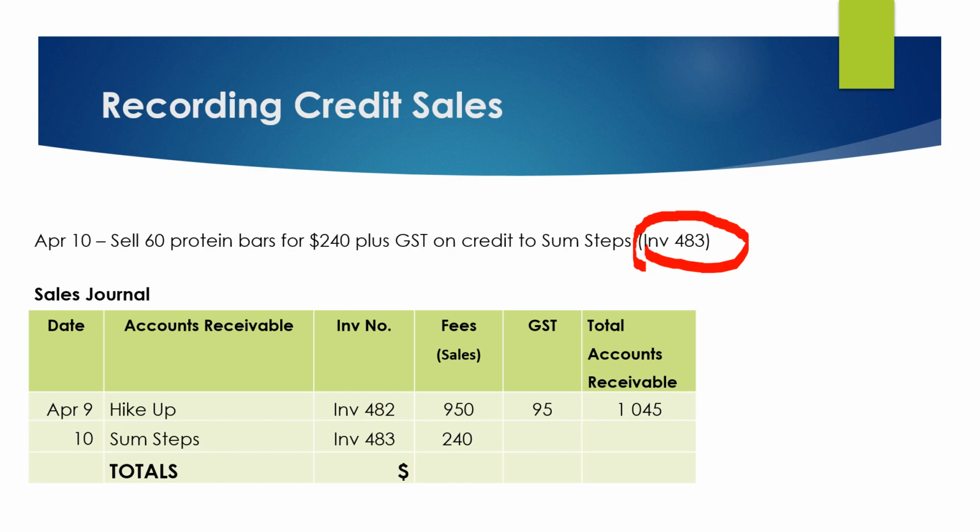This works out to be $240. The GST amount is $24, and we work this out by taking 10% multiplied by $240 to give us a GST amount of $24. Now this is a GST on sale, and therefore this is a GST payable to the ATO. In the total accounts receivable column, we record the total amount charged to the customer, including GST. Therefore, the total amount of $264 is receivable from our accounts receivable, Some Steps.